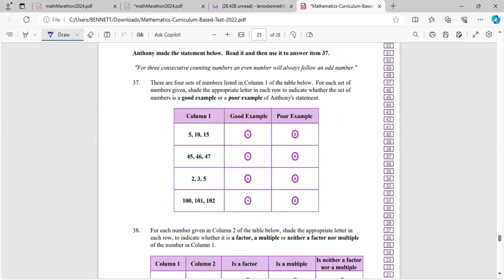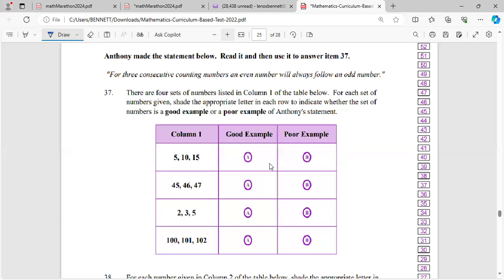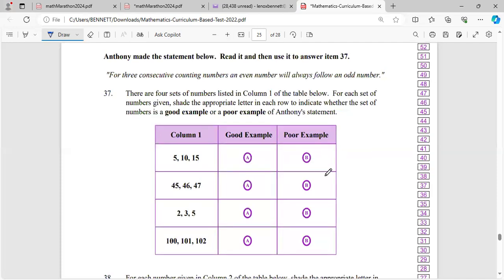All right, Anthony made the statement below. Read it and then use it to answer item 37. For three consecutive counting numbers, an even number will always follow an odd number. There are four sets of numbers listed in column 1 of the table below. For each set of numbers, is it a good example or a poor example of Anthony's statement? So you're going to pick one by the rule. If you think 5, 10, 15 is a good example, you choose A. If you think it's a poor example, you choose B.